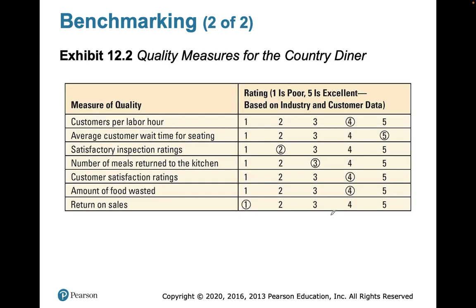Okay, this is a quality measure for the country diner. This is an example. You see ratings and how this has been rated and what the criteria measures of quality are. They are looking at customers per labor hour, average customer wait time for tables, satisfactory inspection ratings, number of meals returned to the kitchen, customer satisfaction ratings, amount of food wasted, and returns on sales.